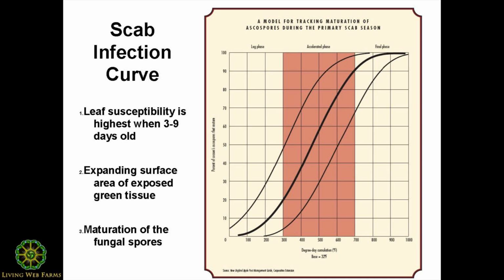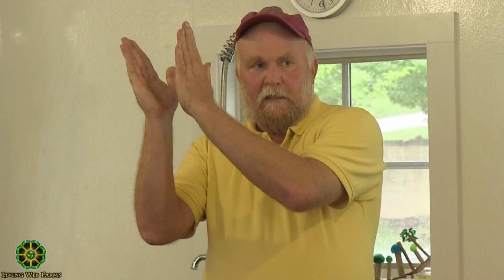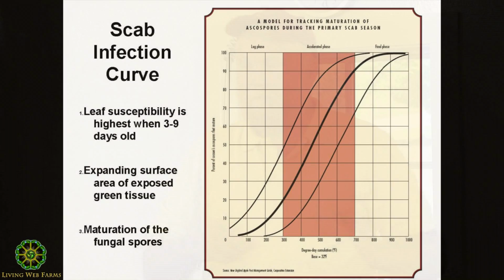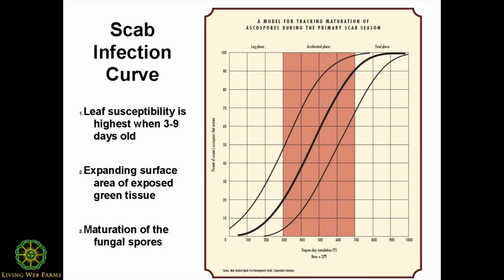And one of them is that leaf tissue that is 3 to 9 days old is the most susceptible to infection. So that's why early spring, when shoots are extending and expanding, we have that first flush of shoot growth going into bloom and during bloom, then that pauses, and then at about 2 to 3 weeks after petal fall, the shoots start growing again. That shoot growth starting again is another big scab moment because that's young tissue.